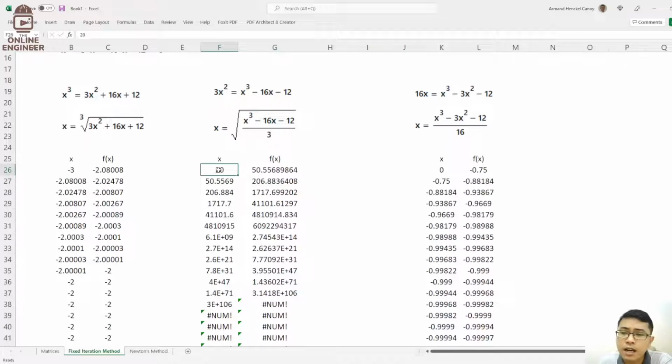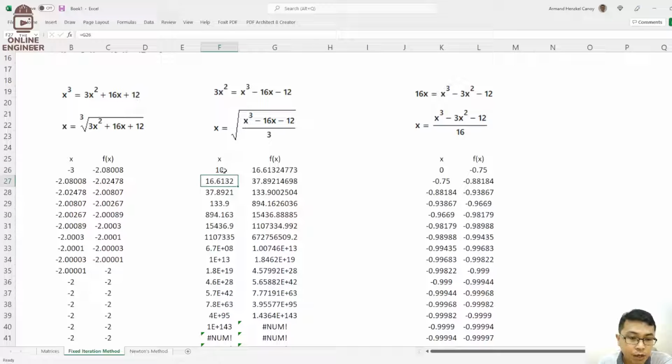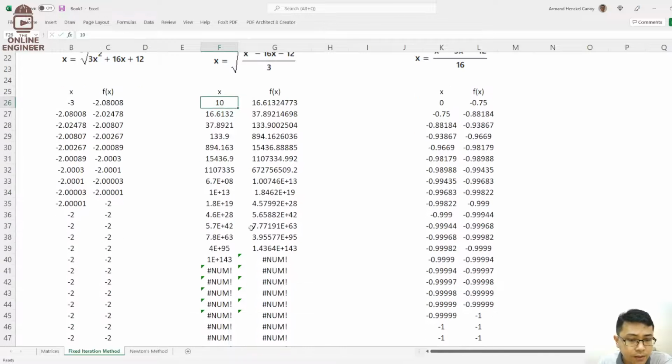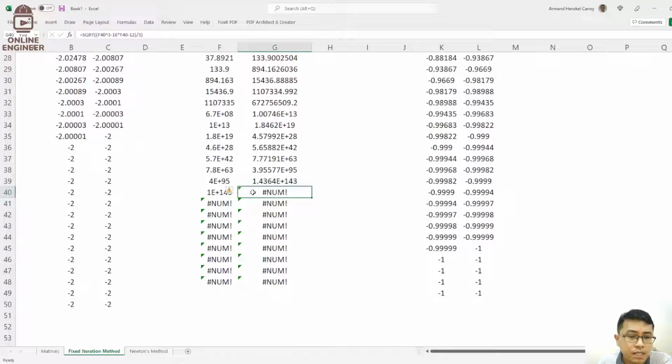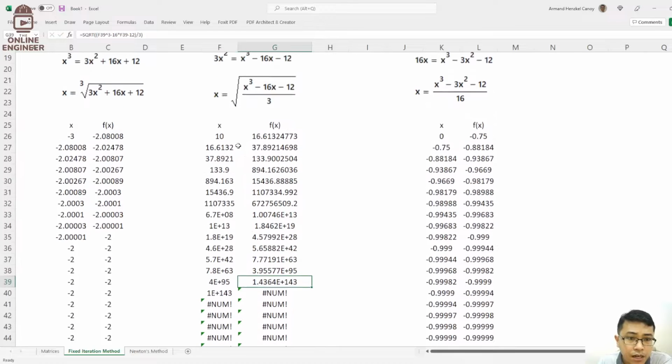So I have set here a trial value of 20. Let's just try different values of x. So say for example 10. All right, so I'm going to click on 10 or set it to 10. You see here it becomes #NUM because it becomes a very, very big or very, very small number. So it doesn't work. It doesn't give us a root.